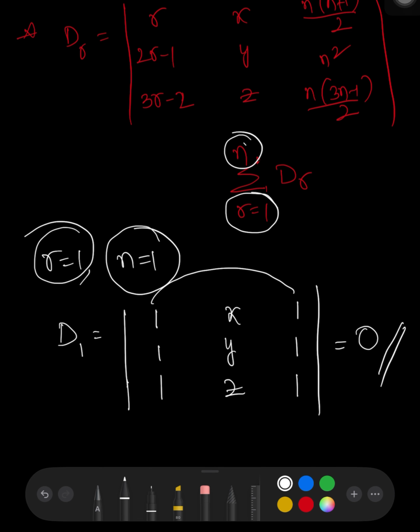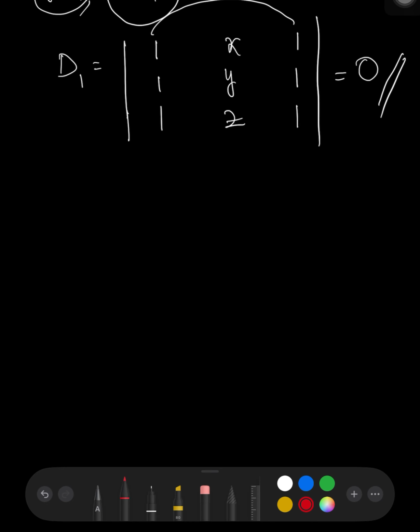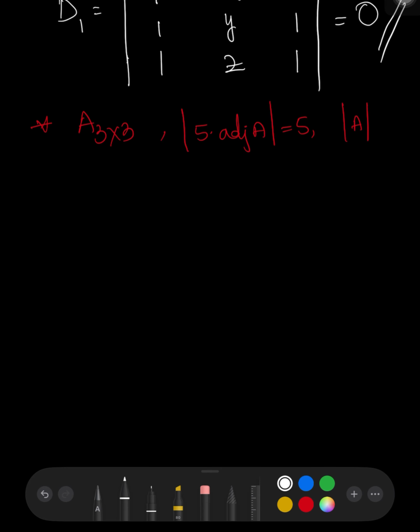And the very regular question in determinants is on the determinant of adjoint A. For suppose the question is like, if A is a 3 by 3 matrix and the determinant of 5 times adjoint A equals 5, we need to find the value of det A. It's a very regular question, and to solve this question, we can use two formulas.